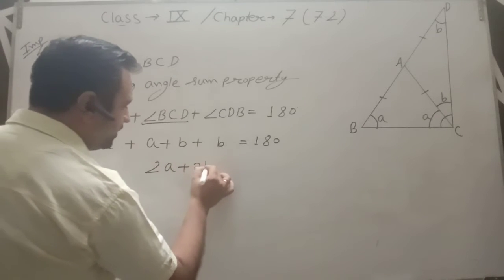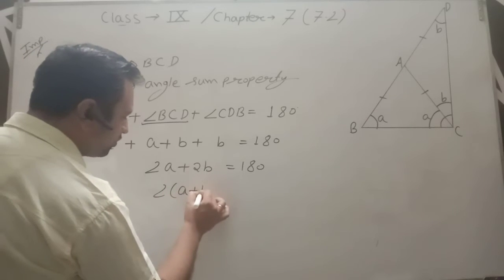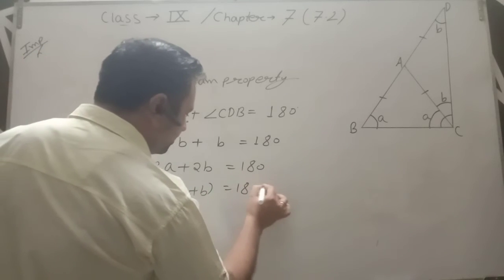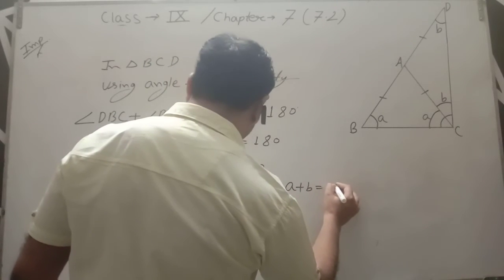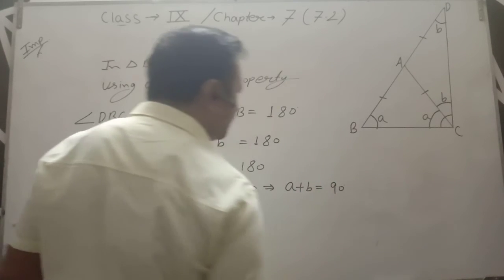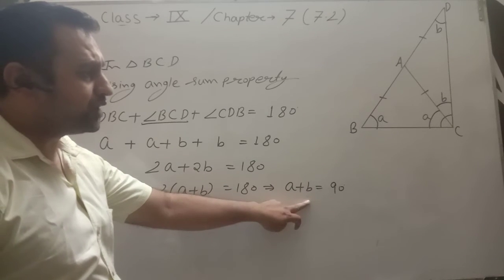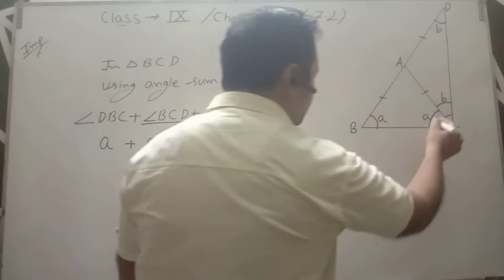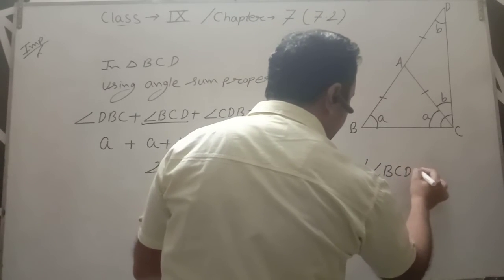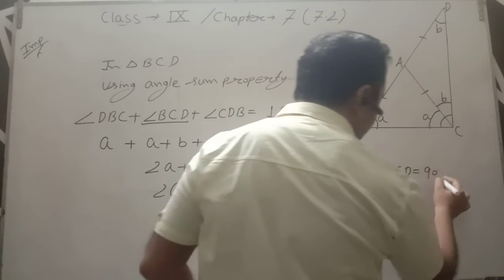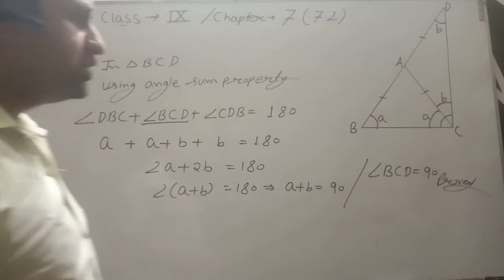2a plus 2b is equal to 180 degrees. After taking 2 as common, small a plus small b is equal to 90 degrees. Small a and small b, both angles together make the angle BCD. So we can say that angle BCD is equal to 90 degrees. So it is proved. Just note down.